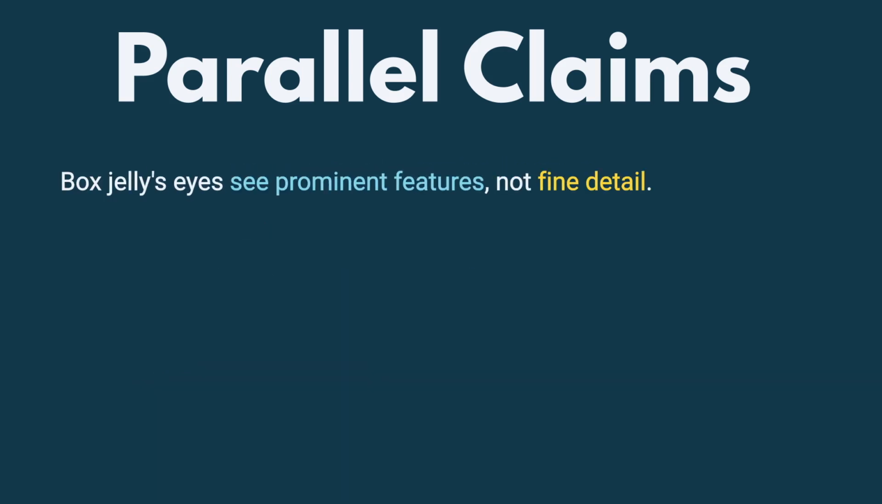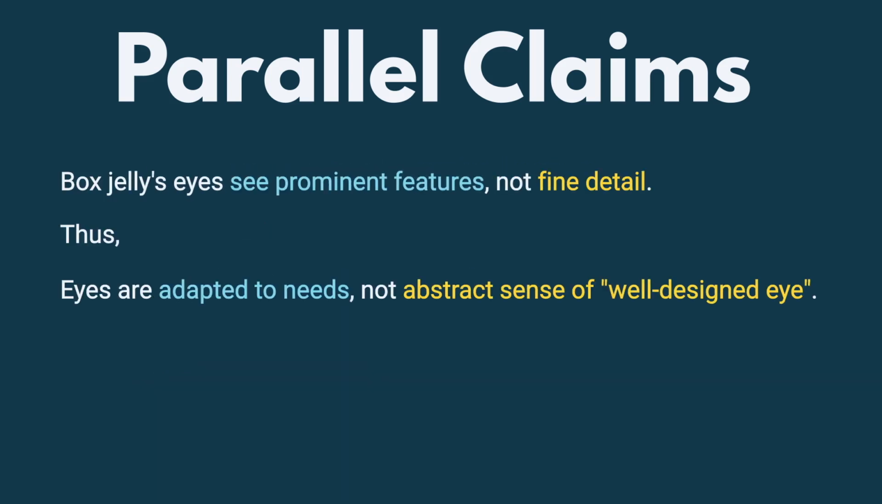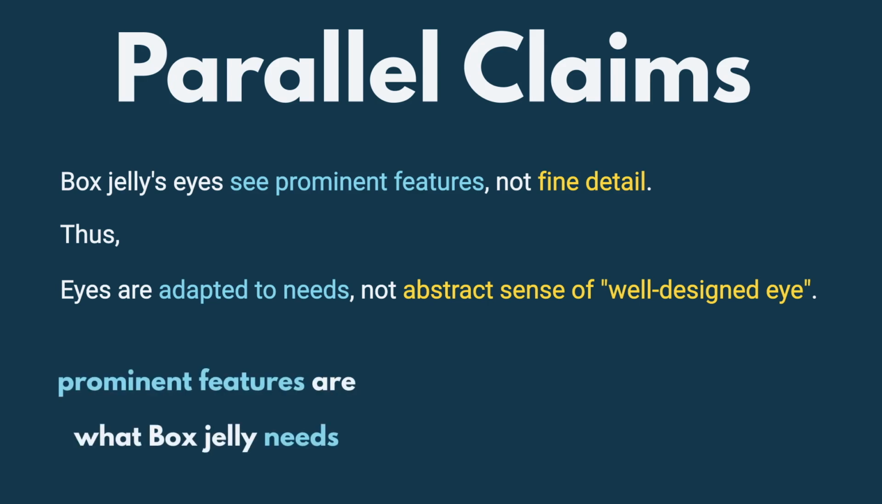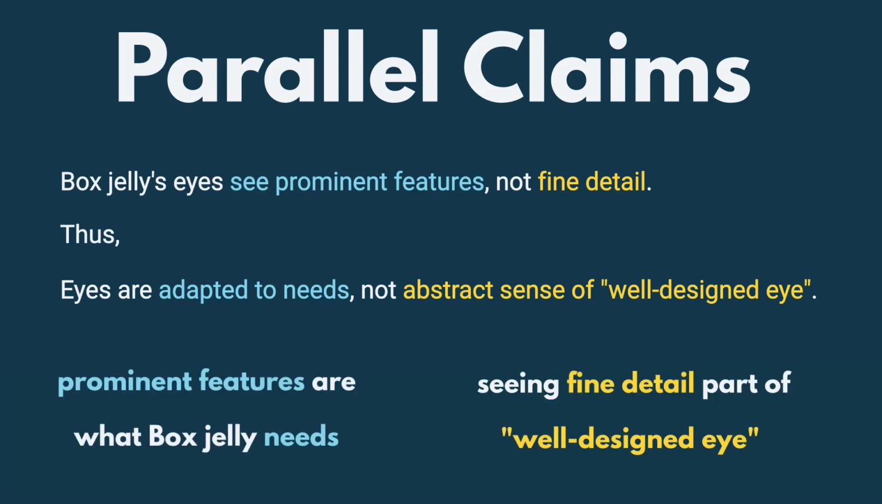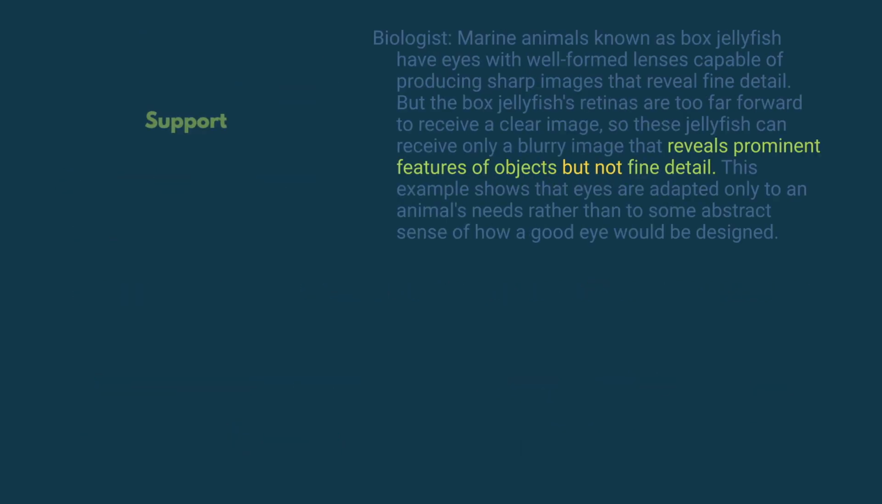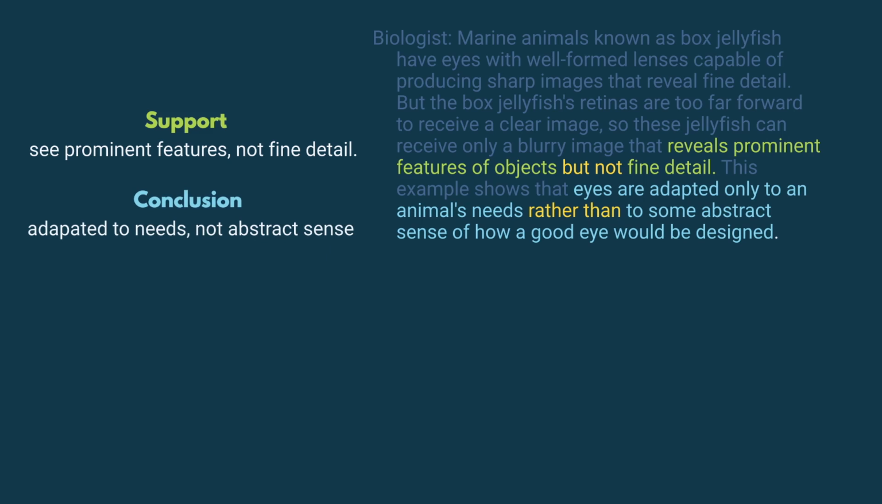Similarly, when we lay out this premise and conclusion in parallel, it's easier to see that the author's thinking that seeing prominent features is all the box jelly needs, whereas seeing fine detail is what you would abstractly think a well-designed eye could do. Feeding it to our brain in the same rhythm helps us see the connection, just like 60% aren't certified, so 60% aren't qualified.